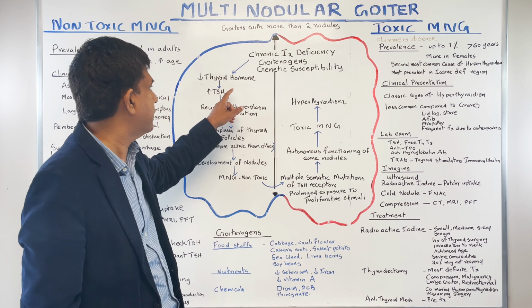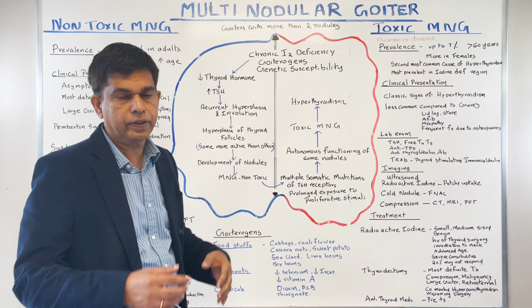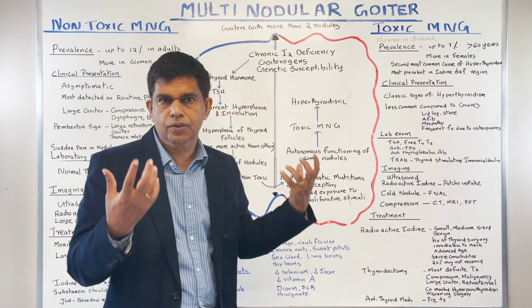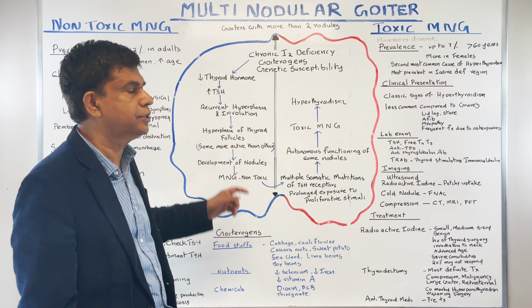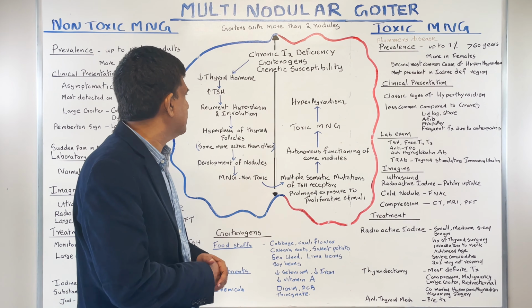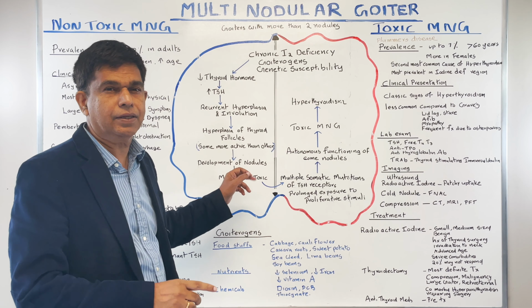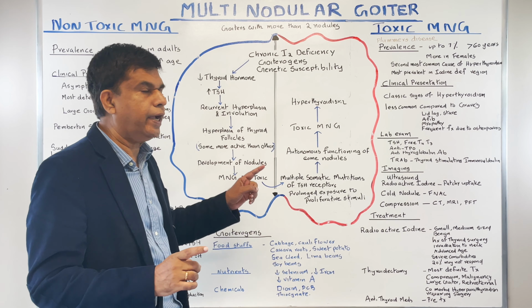Then what happens is that it causes decreased thyroid hormone. When there's not enough thyroid hormone, TSH has to go crazy, right? So there's going to be increased TSH. There's going to be recurrent hyperplasia, involution, and hyperplasia of the thyroid follicles. Some are more active than others.